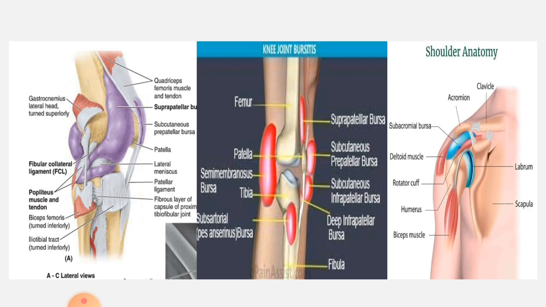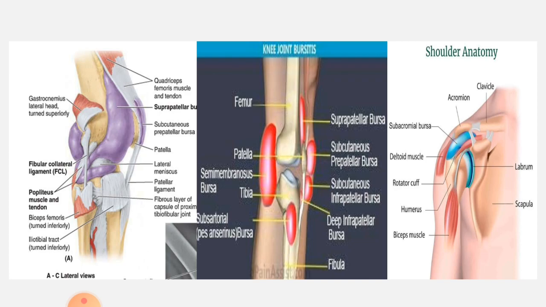You can see the suprapatellar bursa. You can also appreciate the subcutaneous prepatellar bursa, which is a type of subcutaneous bursa. You can also see the bursa between the ligament and the tendon, which is between the biceps femoris and the fibular collateral ligament. You can also appreciate the bursa between the muscle and bone, which is between the popliteus muscle and the lateral condyle of the femur, which is the distal part of the femur bone.